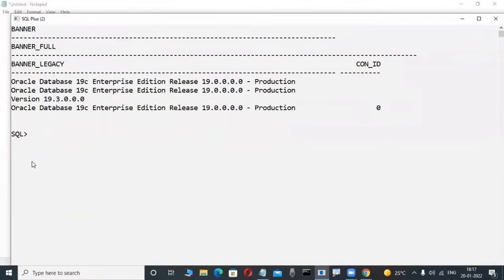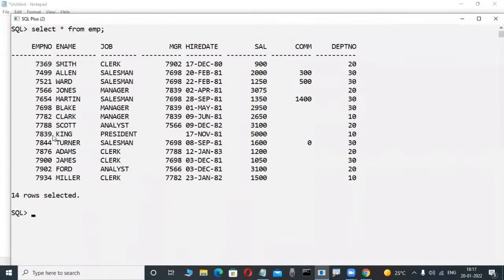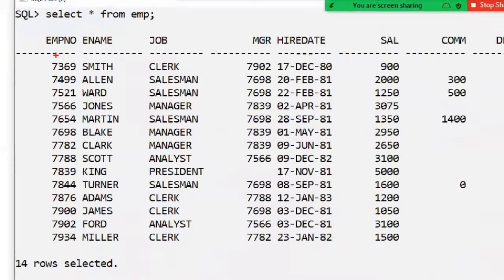Check it out. Observe it here, in my Oracle database. This is a table. Okay, something is there, for example. In this database, a structured collection of data is there, or not? Yes, they are storing the data in an organized fashion only.